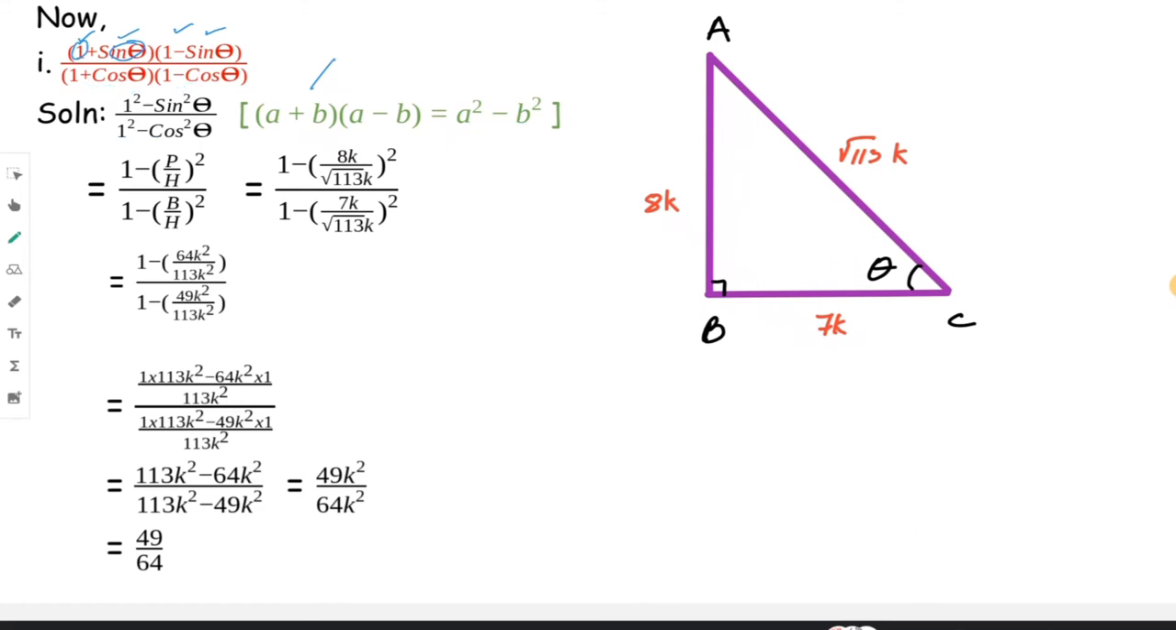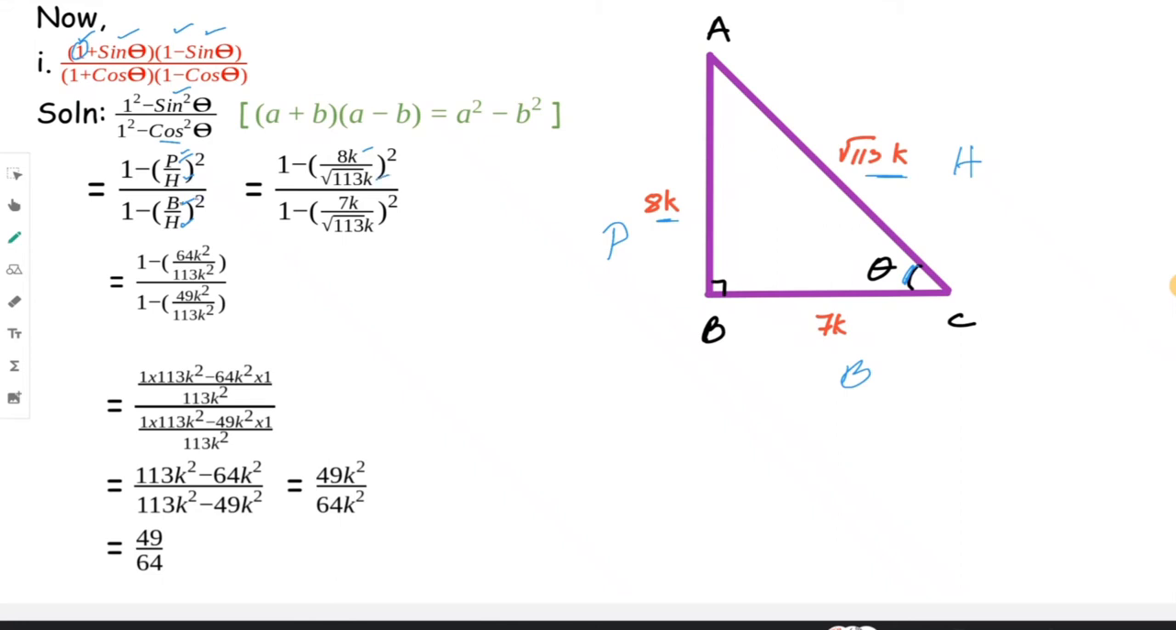Now what are the two sides corresponding to sine theta? Perpendicular by hypotenuse. What are the two sides for cos? Base by hypotenuse. Right, so remember, because theta is here, this is hypotenuse, this is base, and AB is perpendicular. So let's put the values. Perpendicular is how much? 8k. So I've already put it here. Then hypotenuse is root 113 k. So I've already put the value.